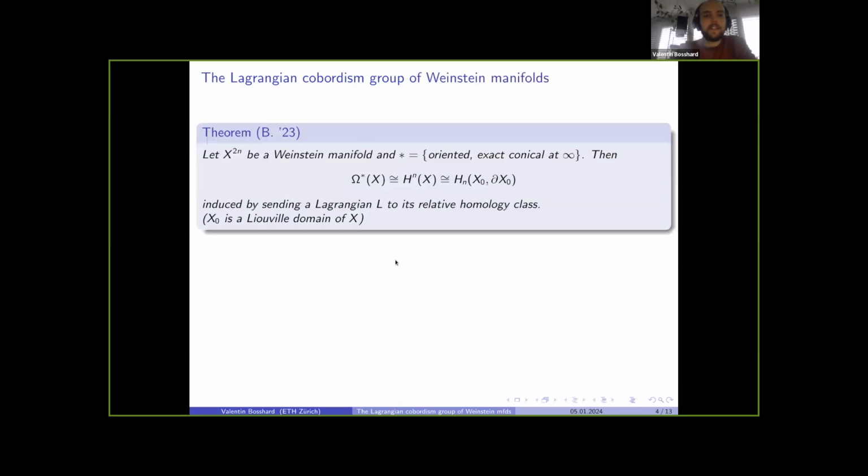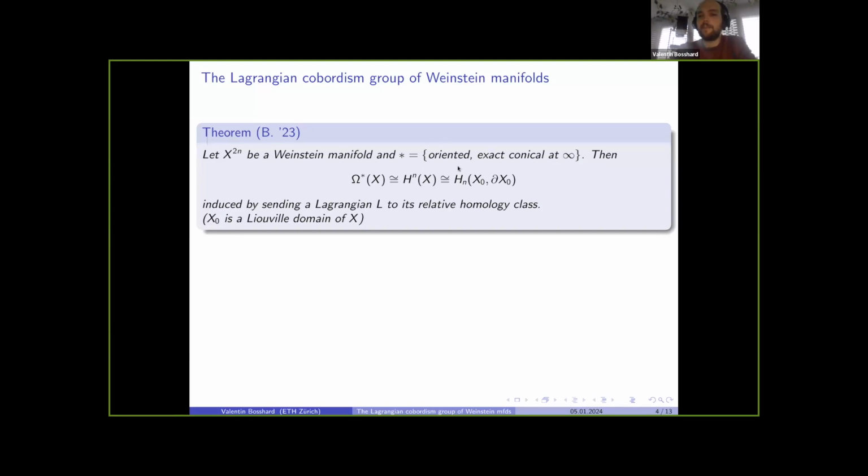Okay, so the main result is that it's just a computation. How do these Lagrangian cobordism groups look in a very particular case, in the case of Weinstein manifolds? I will define that a little bit later again, but for now, let's just assume you know what this is. For Weinstein manifolds, we usually consider exact Lagrangian submanifolds that are conical at infinity. This just means that they are invariant under the Liouville flow at infinity, outside a compact set.